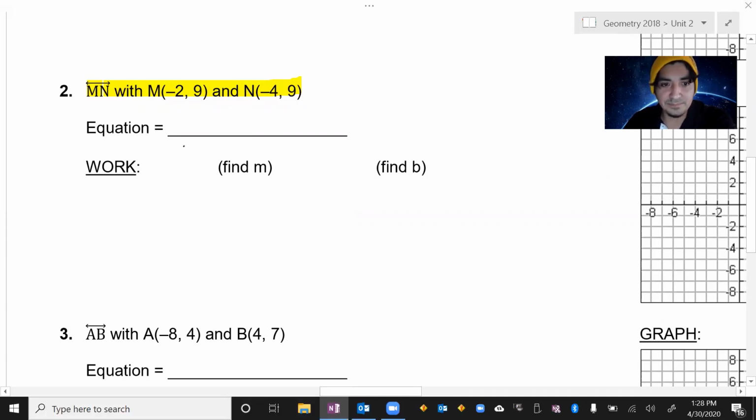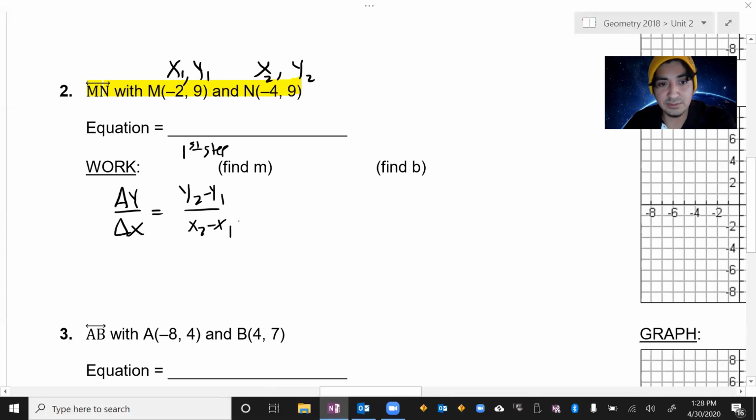So first step: change of y over change in x. Now, what's going to be x1 and y1? I know that's x. That's y. I know that's x. I know that's y. So that's going to be 1, and that's going to be 2, because it's first point, second point. So y2 minus y1 over x2 minus x1. So my y2 is going to be 9 minus 9, which is right here. I've got this one minus that one, over negative 4 minus a negative 2.